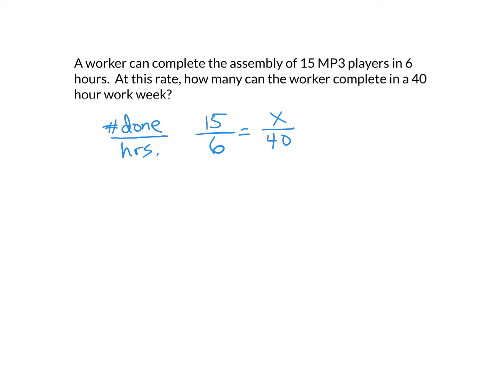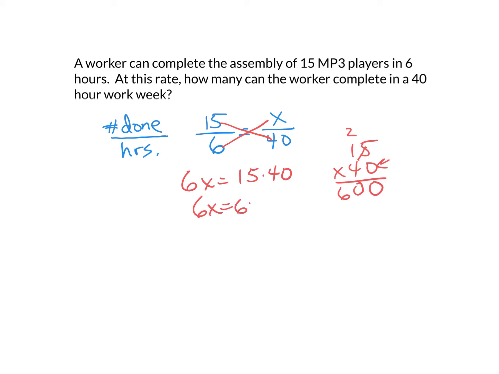Now I'm going to do my cross multiplication. 6 times x has to equal 15 times 40. I'm going to multiply 15 times 40 over here to the side. I'm just going to put down the 0 here because it's a 0 in the tens place. 5 times 4 gives me 20. Put down the 0, carry the 2. 1 times 4 plus 2 gives me 6. So 6x is equal to 600, which means x must be equal to 100. So the worker can complete 100 MP3 players in those 40 hours.